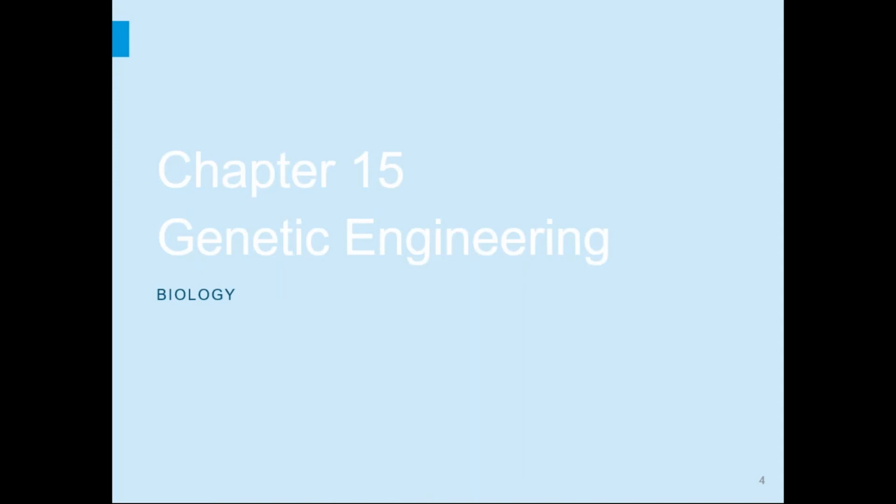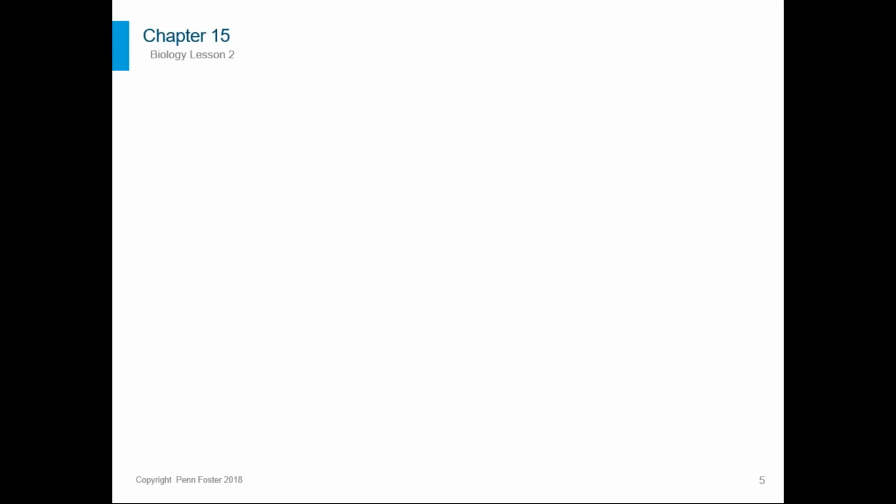Genetic engineering is changing the characteristics of an organism by manipulating its genetic material, generally its DNA. Now, humans have been practicing what we can consider a form of genetic engineering on plants and animals for thousands of years in the form of selective breeding.